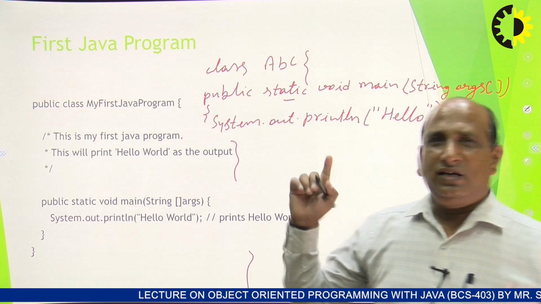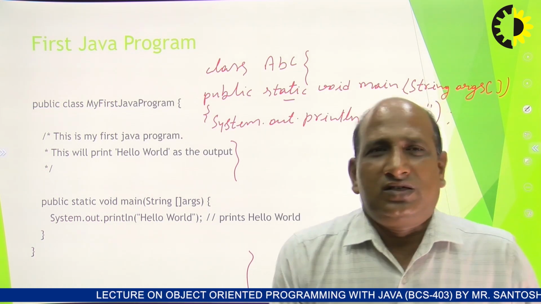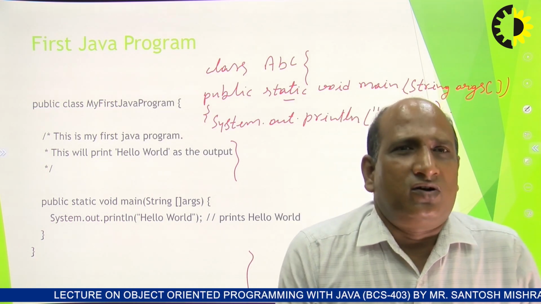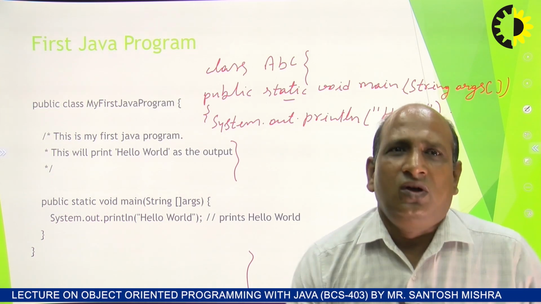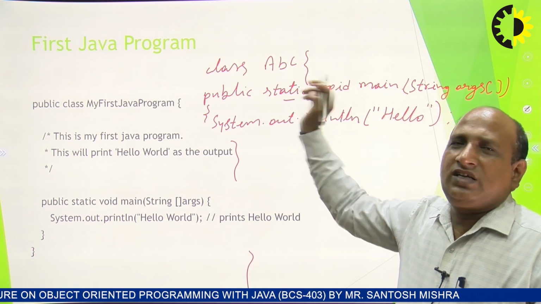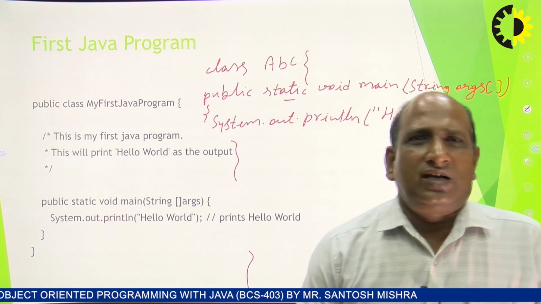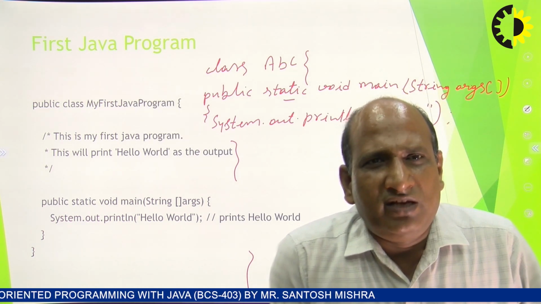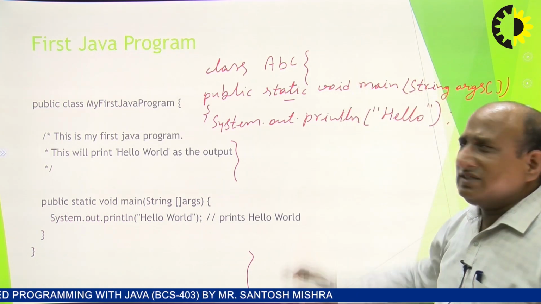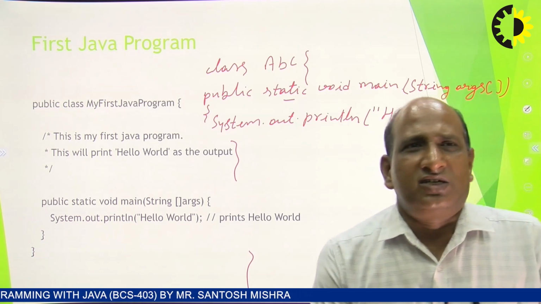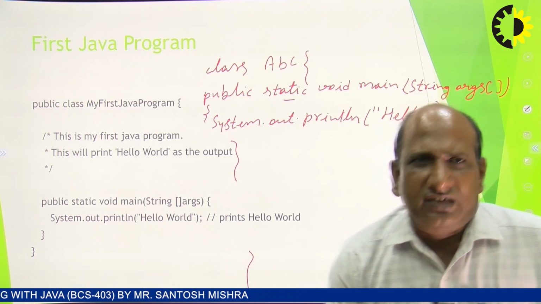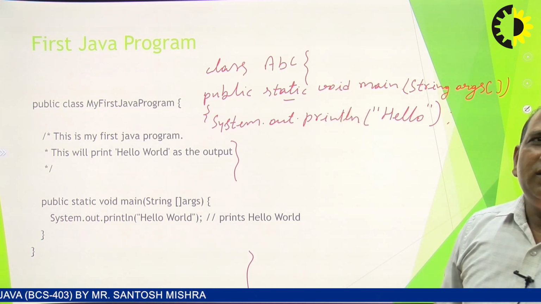So it is very much required to execute the main function without an object. So we make this main function static, so that the compiler may access this main function directly by the class name without creating the object of that class. That is why we have made this static.